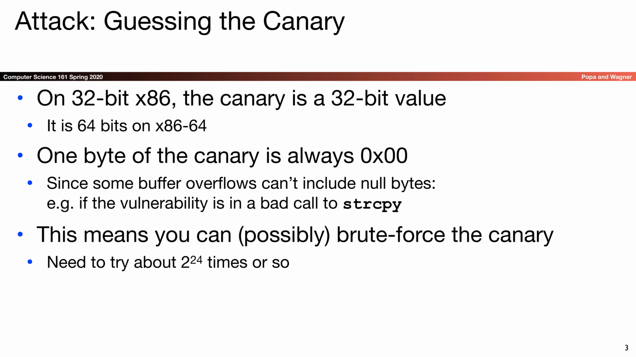Now the downside to this is you've lost some entropy, right? So the canary used to be 32 bits. Now 8 of the bits have to be 0. So now you only have around 24 bits of randomness to work with. And depending on the situation, this might not be enough, and the attacker might be able to brute force the canary. So the attacker can just try every value until one of them is correct, and then their exploit works.